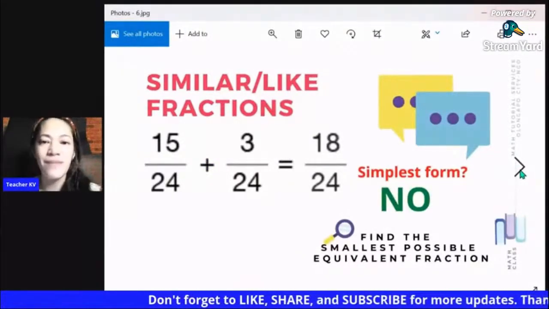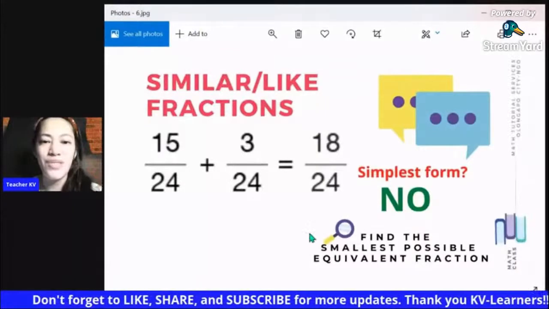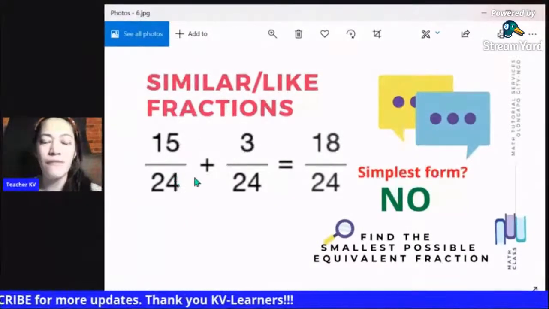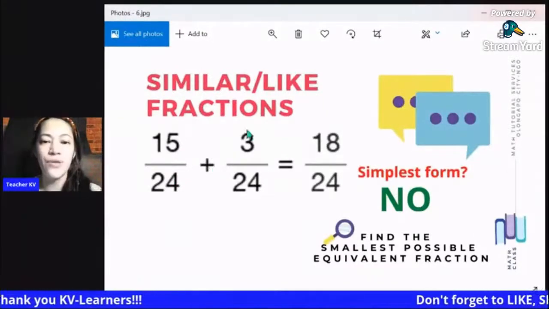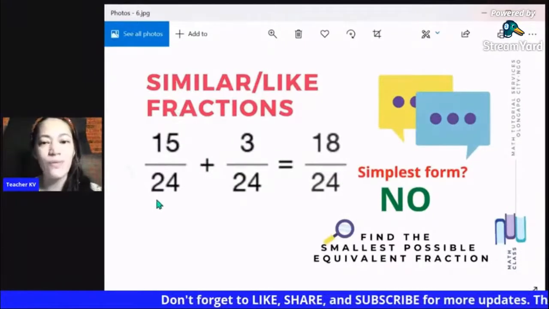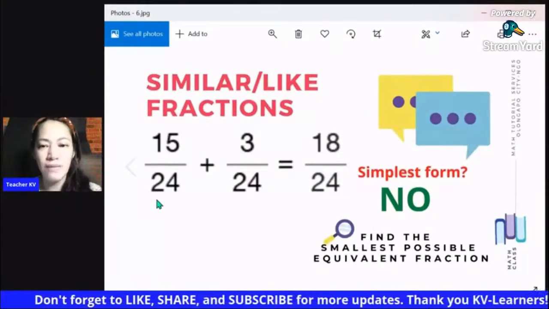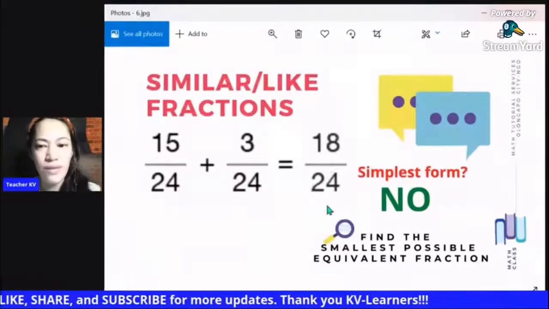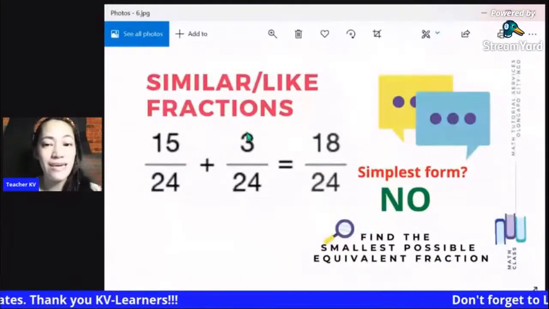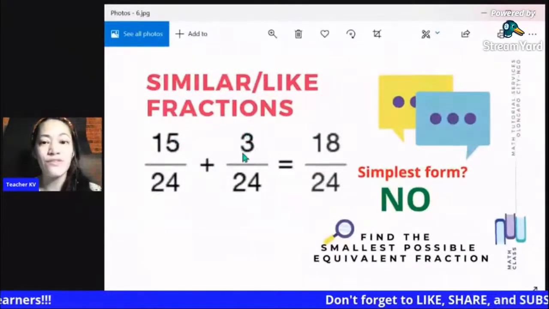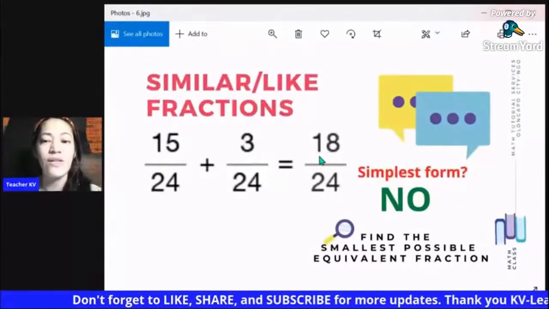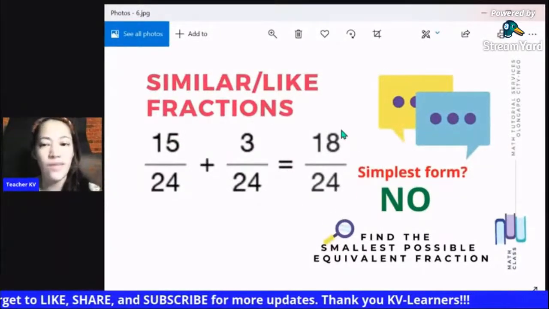Yung next problem natin, medyo lumalaki yung ating given. So, we have 15/24 plus 3/24. Dahil pareho ang kanilang denominator, which is 24, just copy 24. Isusulat mo lang 24. And then, 15, i-add natin sa 3. So, we add the numerators. That will be 15 plus 3 is equal to 18. So you're gonna have the answer of 18/24.